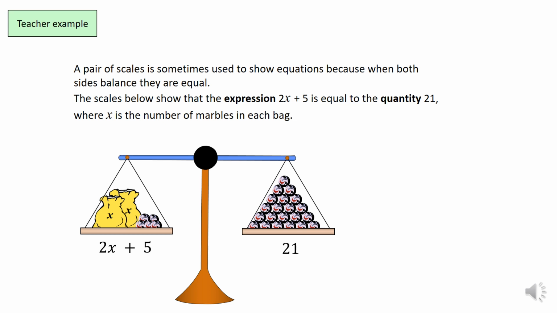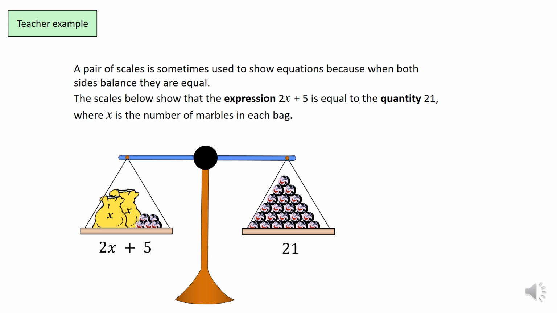Okay, so what we should have read was that on one side, namely the left side of the scale, it's telling us 2x plus 5, and on the other side there are 21 marbles specifically. And if you think about it, without the scale, it's an equation which says to us 2x plus 5 equals 21, because the weight of them is equal.